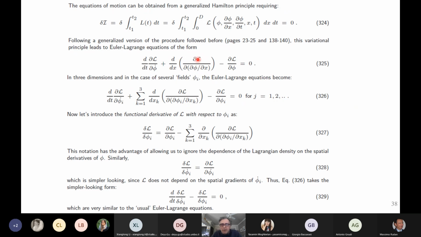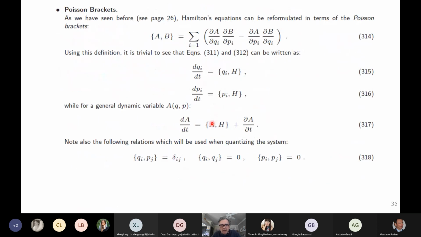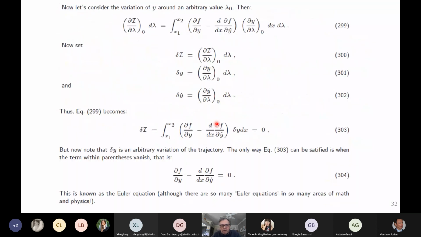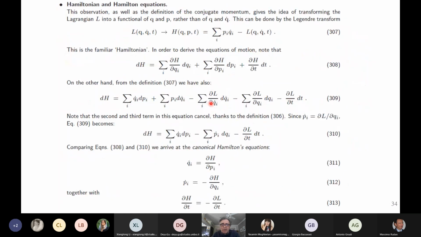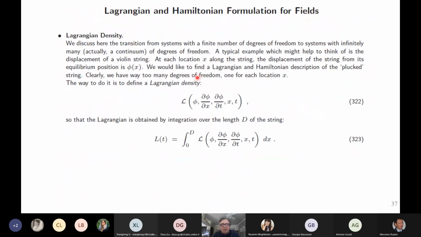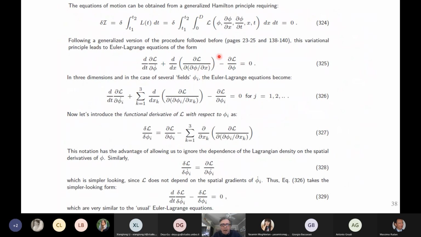which is the functional derivative of the Lagrangian density, it's a mouthful, with respect to the spatial derivatives of this phi. And this comes from exactly the same procedure that I had outlined, here, doing exactly this procedure. There is an extra step and an extra integral by parts that I have to do. And then there is the explicit functional derivative of the Lagrangian with respect to phi. So this is exactly what I had before.